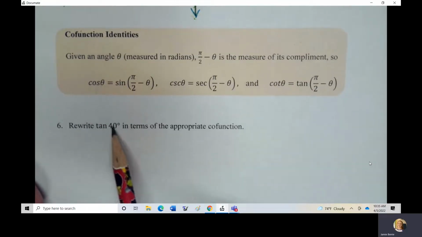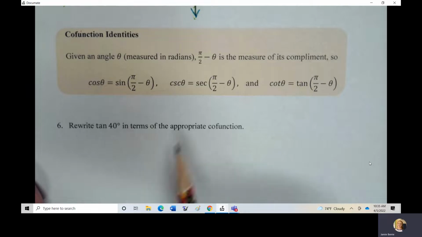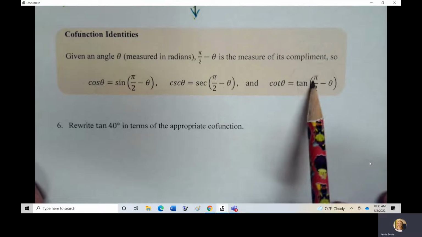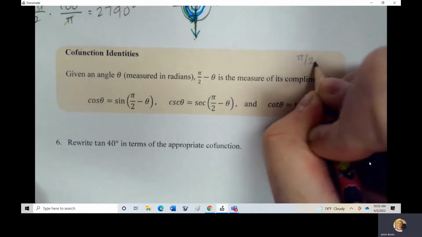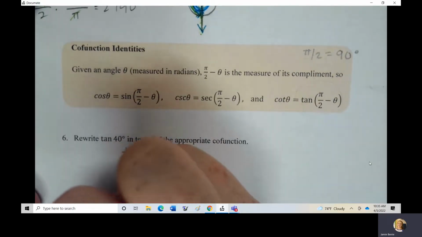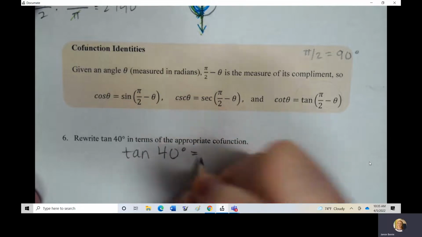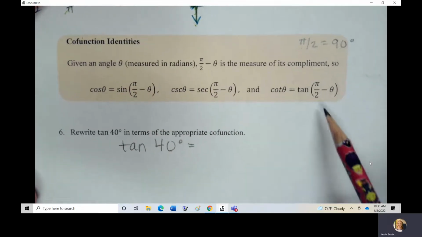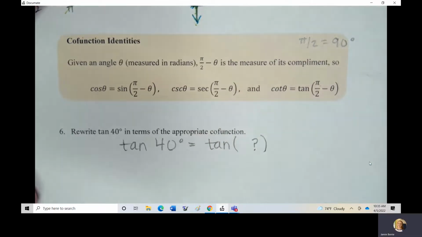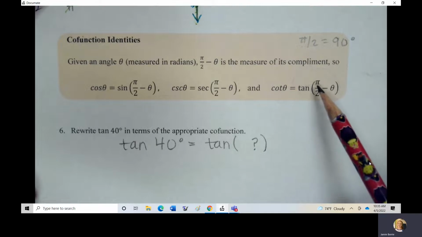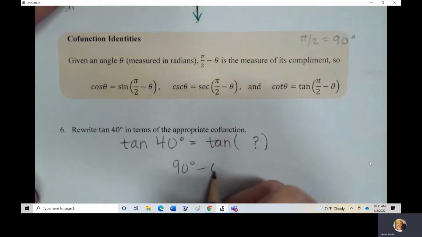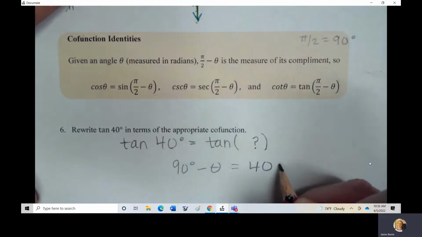It says rewrite tangent of 40 degrees in terms of the appropriate cofunction. All right, so here is tangent. Remember that pi over 2 is the same thing as 90 degrees. So tangent of 40 degrees equals, let's see, tangent of, we don't know what's supposed to be in there. Okay, so we know that it's pi over 2 minus theta, or 90 degrees minus theta equals 40. So we got to figure out what is theta.